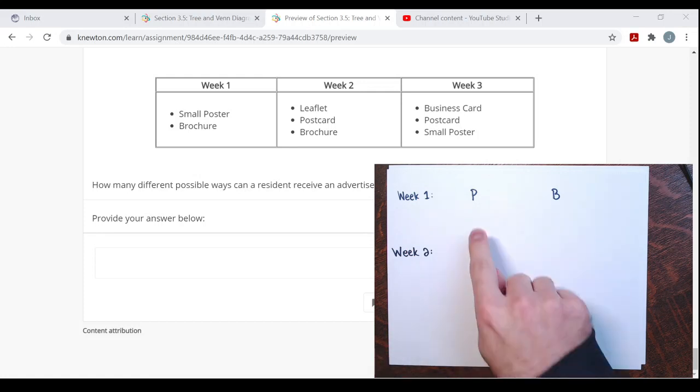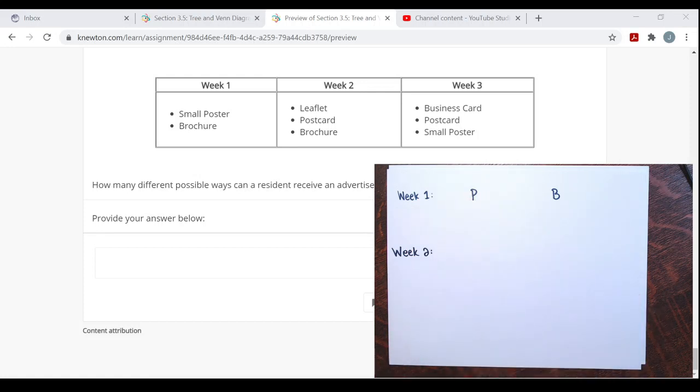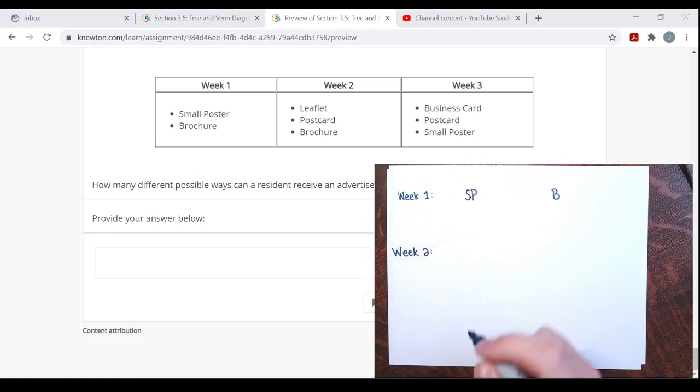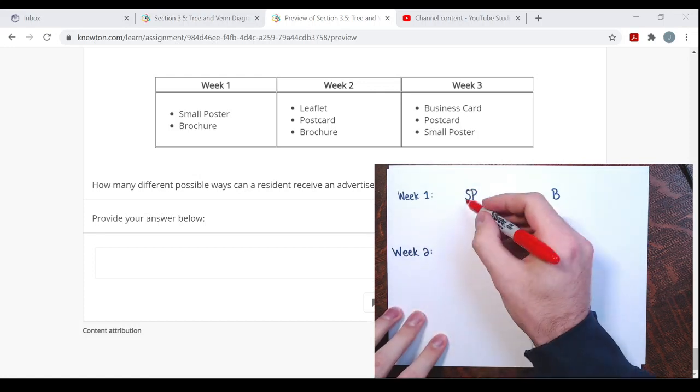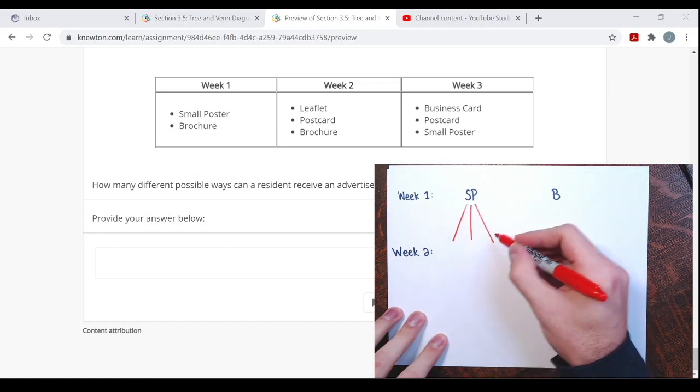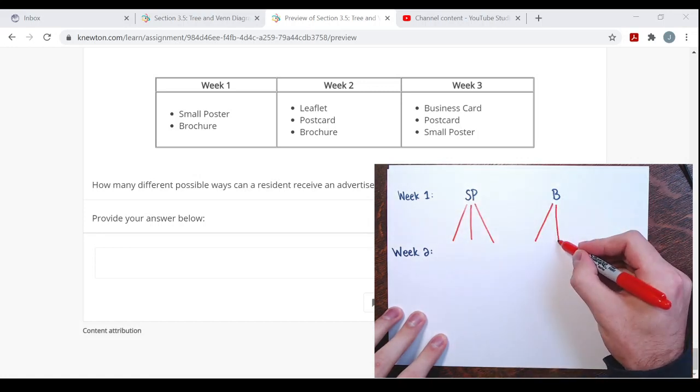Again, everything from week 1 is going to get branches. And in week 2, you're getting either a leaflet, a postcard, or a brochure. And actually, for small poster, I'll put SP for small poster, because I want to put P for postcard. Then the next week, they're giving out 3 things. So each of these up here will have 3 branches. They're giving out 1 of 3 things.